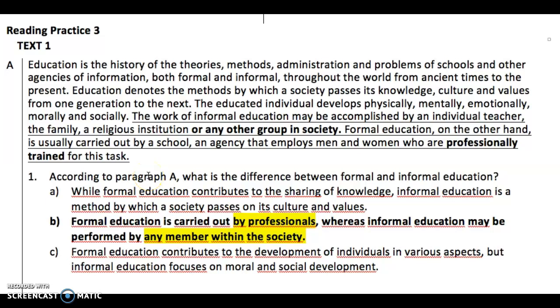Hello everyone. This is reading practice, careful reading 3, text 1, explanation of the answers.